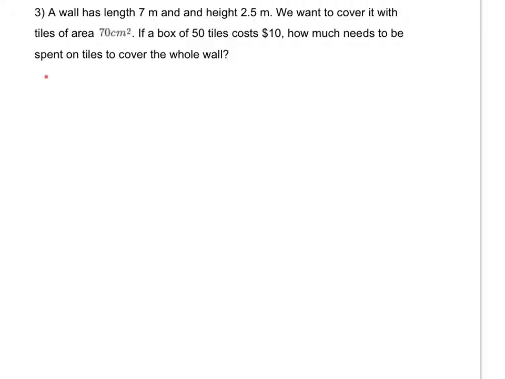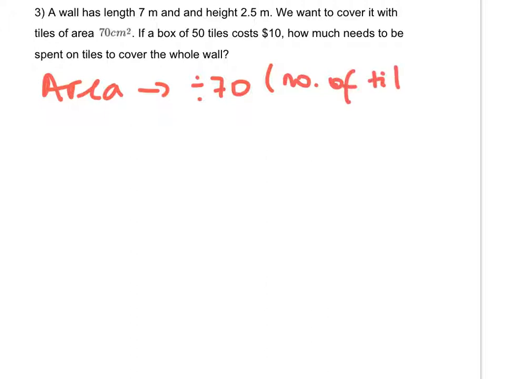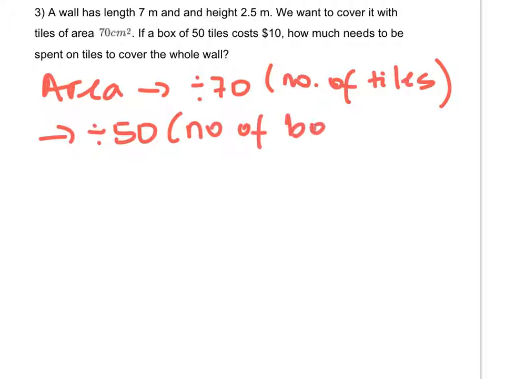Here are the steps. We go for area. And then from area, we divide by 70. And that's going to give us the number of tiles needed. Okay. Then we're going to divide that by 50 because that'll tell us the number of boxes needed. And then we're going to multiply that by 10 and that'll give us the cost.